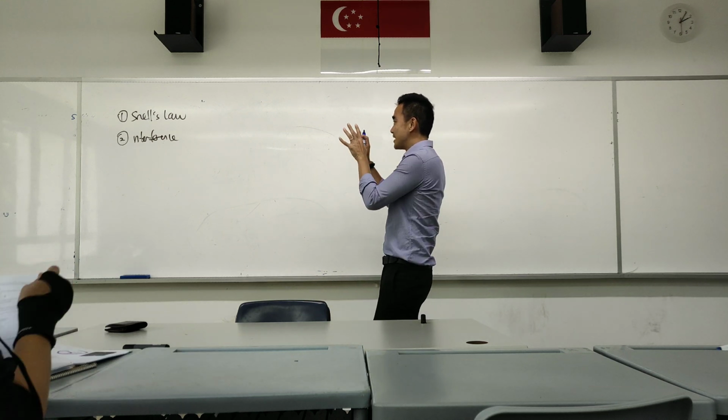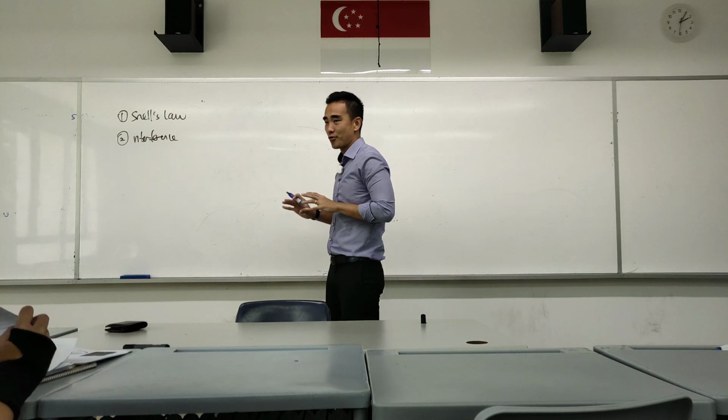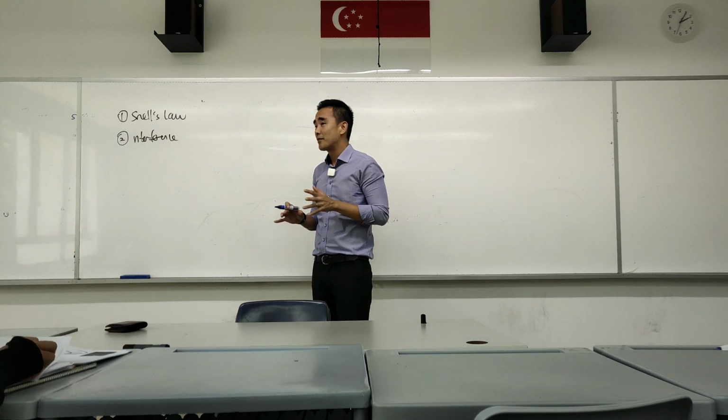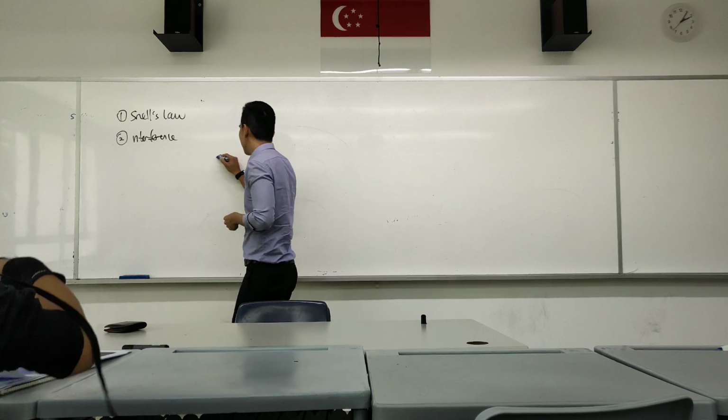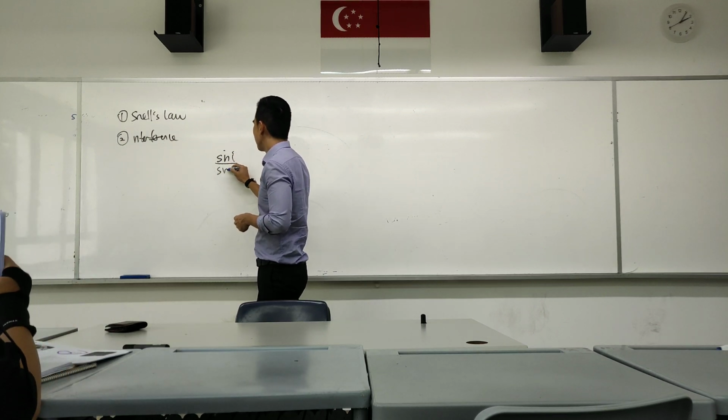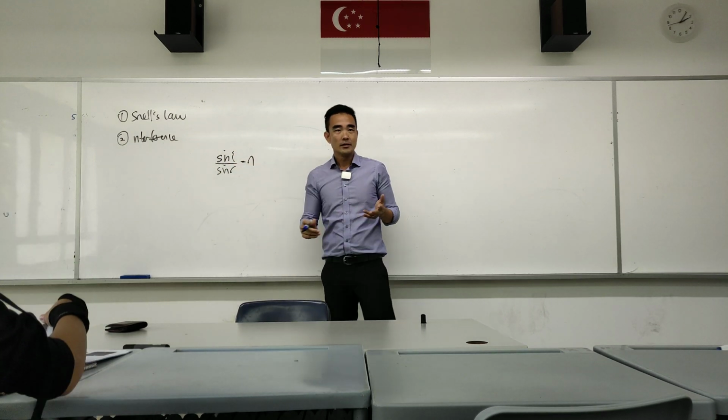So let's go for the Snell's law. Snell's law not so much, it's the interference I'm more concerned with. Why? Because Snell's law you have done it before. Now in your secondary years, I'm sure that you have done sine I over sine R equals to N. I'm sure you have done this before.